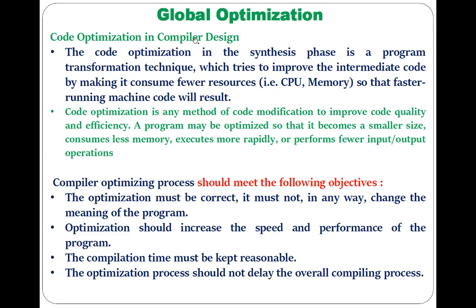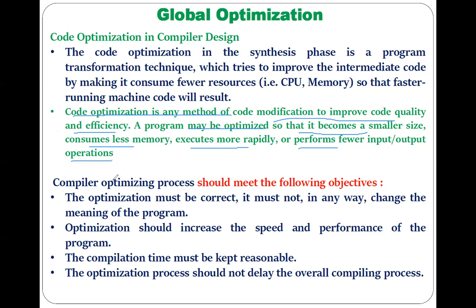Also, we can define code optimization in another way: code optimization is any method of code modification to improve the code quality and efficiency. A program may be optimized or modified so that it becomes smaller in size, it can consume less memory, and it can execute more rapidly or perform input output operations faster. So for that purpose, we need to perform different code optimizations. And in order to perform code optimization, there are various techniques available under local optimization and under loop optimization that we have already discussed.